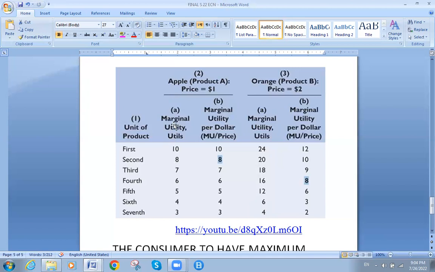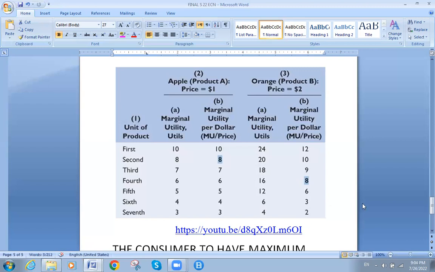So what we will do is the marginal utility divided by the price. So 10 divided by 1 will give me 10, 8 divided by 1 will give me 8, 7 divided by 1 will give me 7, and so on till the rest of the column. Same thing likewise for the orange. The orange is $2. So 24 divided by 2 will give me 12. 20 divided by 2 will give me 10. 18 divided by 2 will give me 9. 16 divided by 2 will give me 8. 12 divided by 2 will give me 6. 6 divided by 2 will give me 3. And 4 divided by 2 will give me 2.